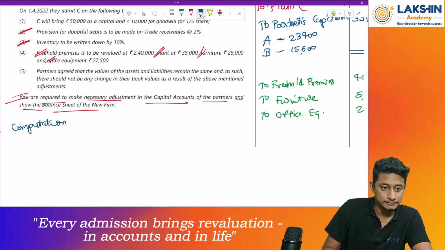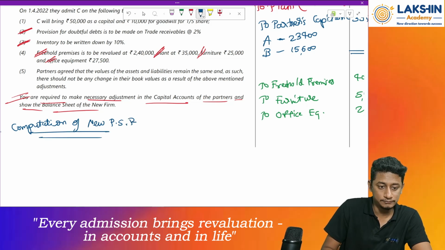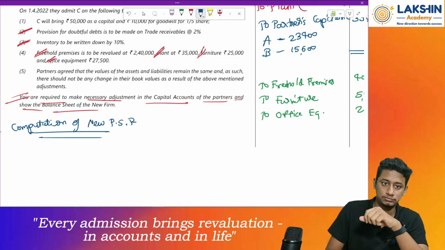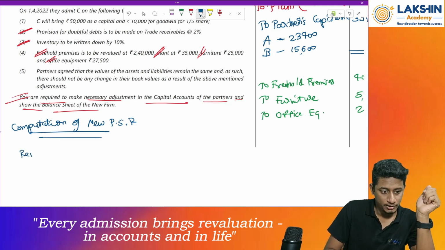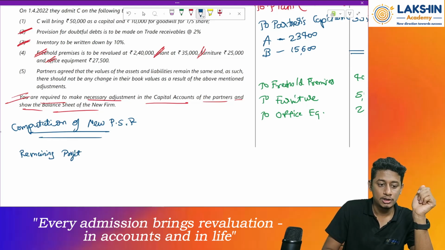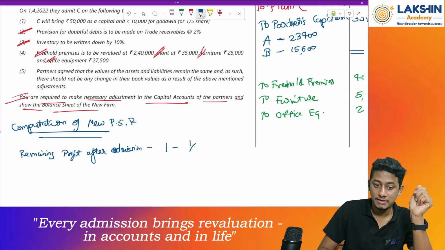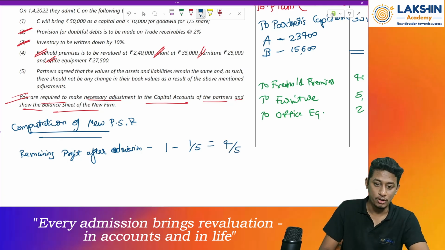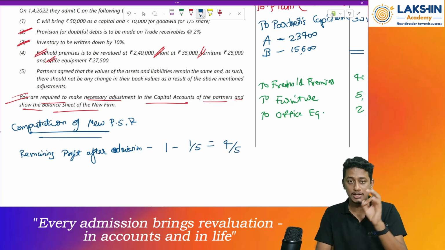Computation of new profit sharing ratio. What to do? So remaining profits after admission of new partner. After admission, 1 minus 1/5. Remember doing it. So that will be how much? 4/5. Compute it yourself. That will be 4/5. Okay.